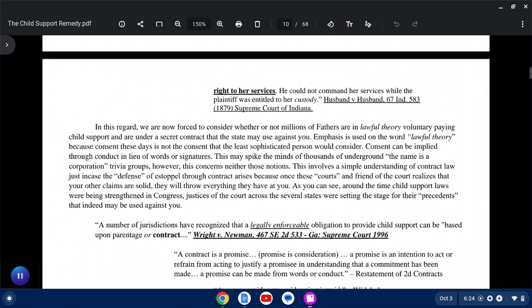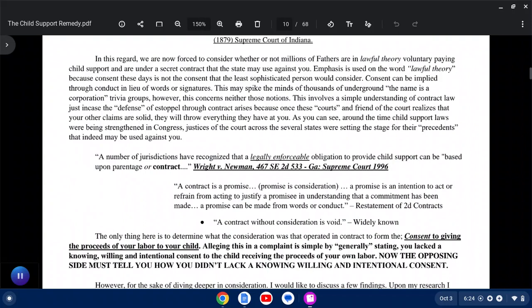That's the Indiana Supreme Court case. In this regard, we are now forced to consider whether or not millions of fathers are in lawful theory voluntarily paying child support and are under a secret contract that the state may use against you. Emphasis is used on the words lawful theory. Okay. Because consent these days is not the consent that the least sophisticated person would consider. Consent can be implied through conduct in lieu of words or signature. That is correct. He's right about that. Well, she or he is right about that. I don't know why I keep saying he.